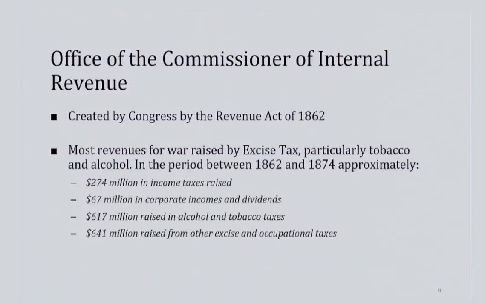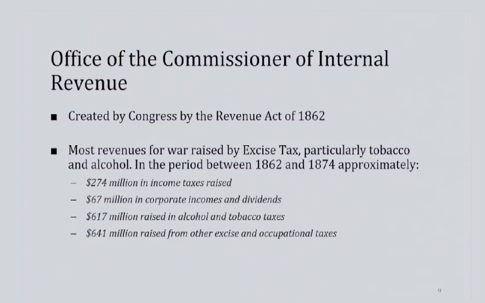To help raise funds to pay for the war, Congress passed the Internal Revenue Act in 1862, creating the Bureau of Internal Revenue and establishing the system of tax collection, including creating the tax assessment list. Still, most revenues for the war were raised by excise taxes, particularly on tobacco and alcohol.